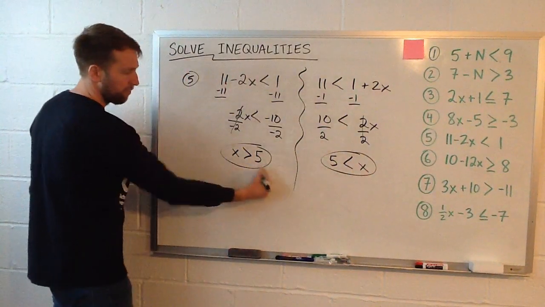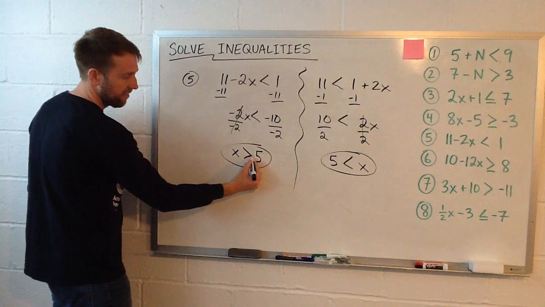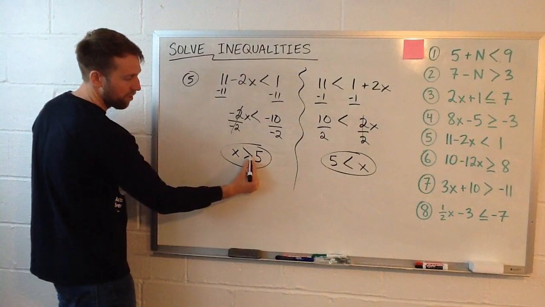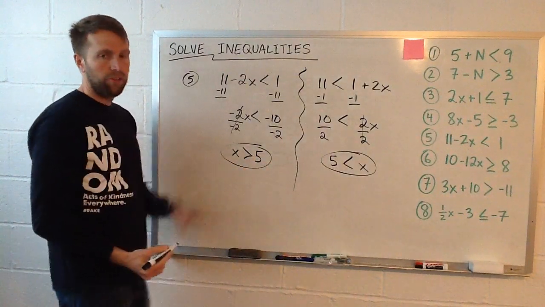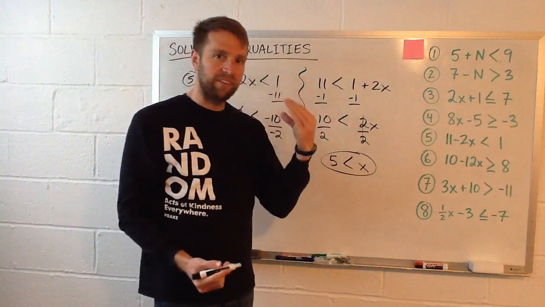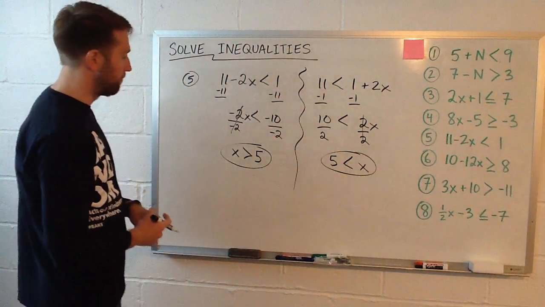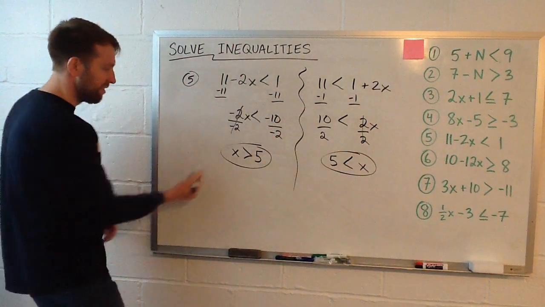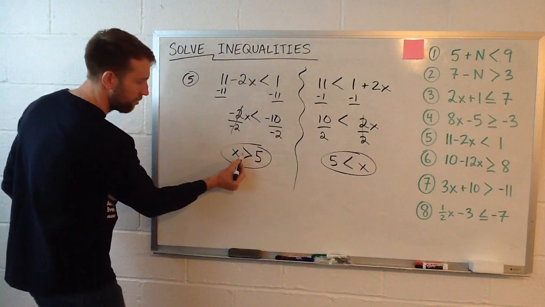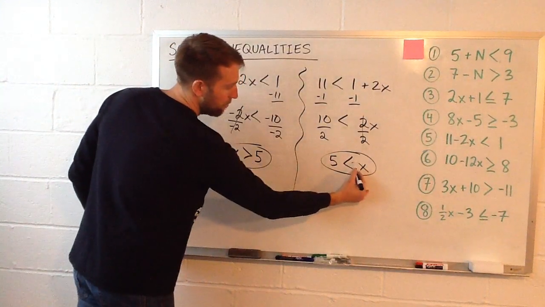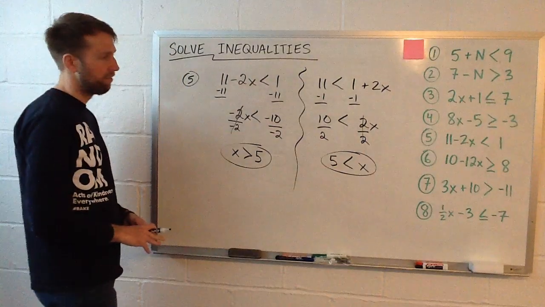You could also read this one backwards. 5 is less than the x, because you're seeing the small part first. So make sure when you have these inequalities that you're reading them probably from the x is the easiest way. X is bigger than, is greater than the 5.